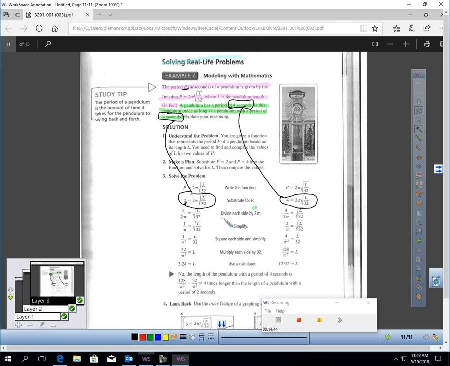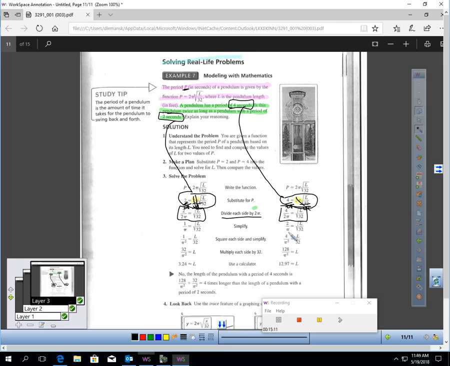So you notice they're saying divide each side by 2 pi. Let me highlight the 2 pi's. You notice how we have 2 pi here and here. If we divide both sides by 2 pi, we will eliminate 2 pi from being next to the radical. So that's the first step. Get rid of that 2 pi. Okay? So now we have 2 over 2 pi equals radical L over 32, and 4 over 2 pi equals radical L over 32. Okay?